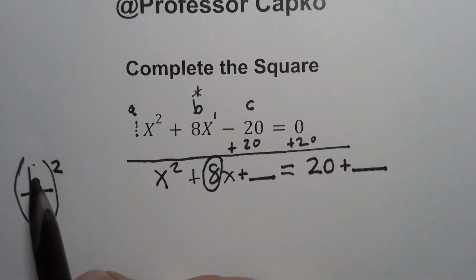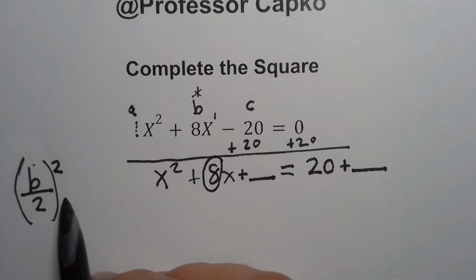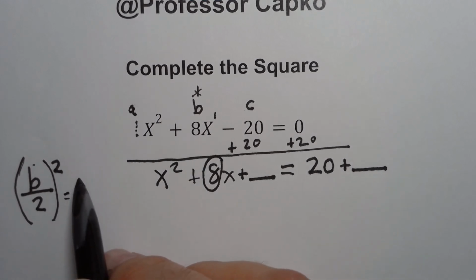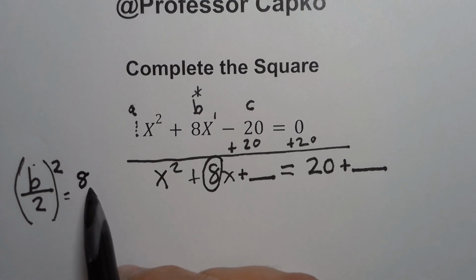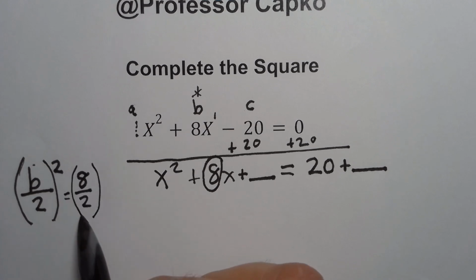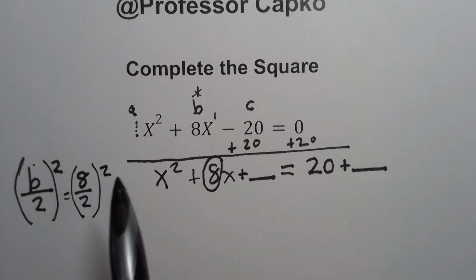You would do the same thing with a 1. But in this case, we have an 8. So in place of the b here, I'm going to put an 8. I'm going to divide it by 2, put it in my parentheses here, and we're going to square it.